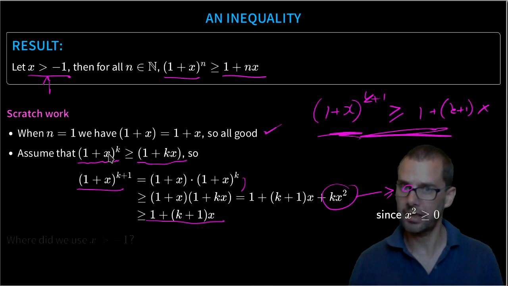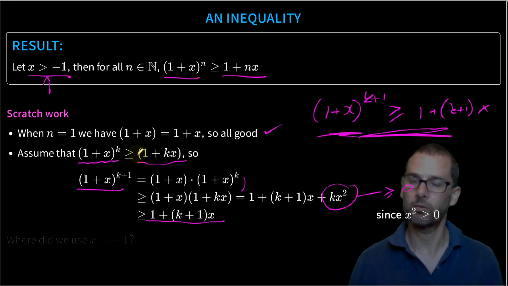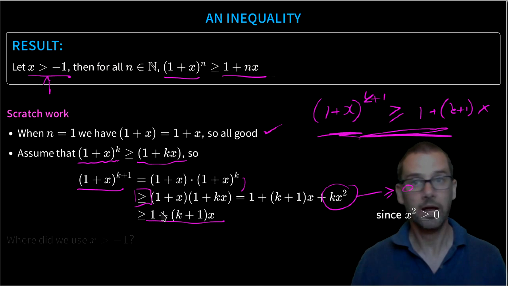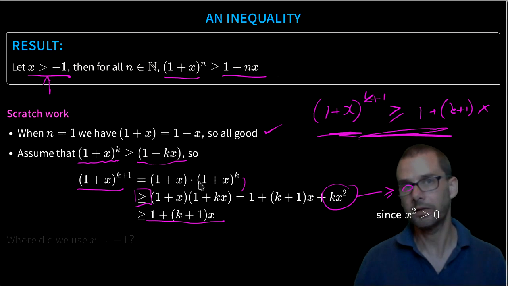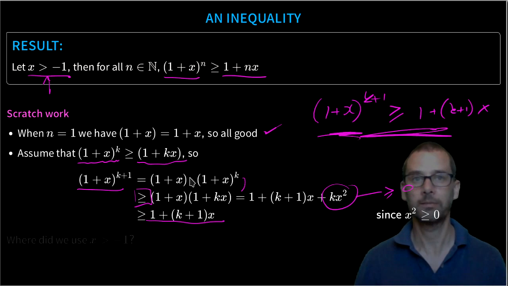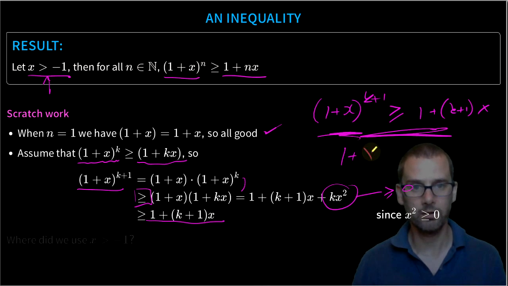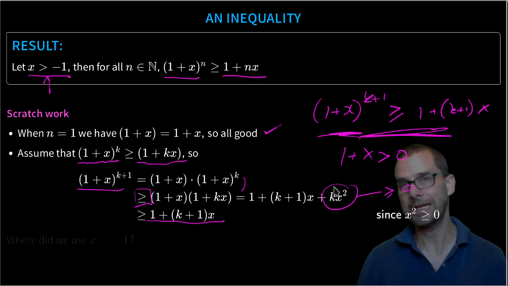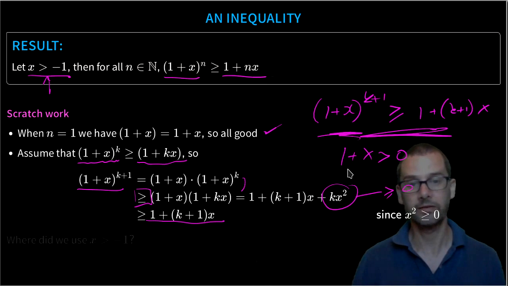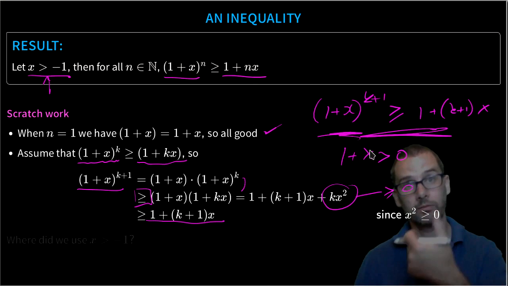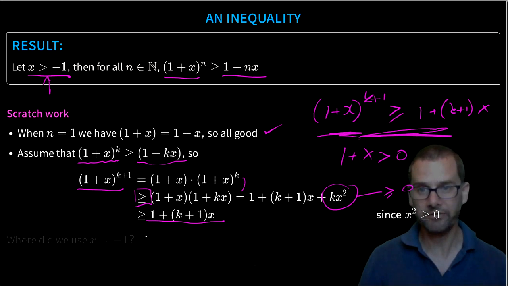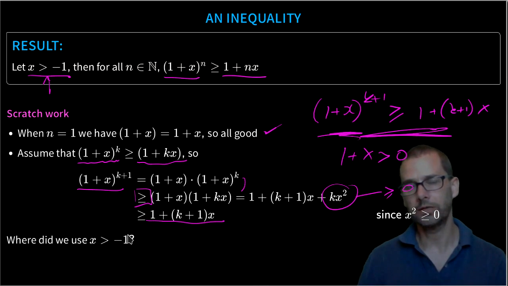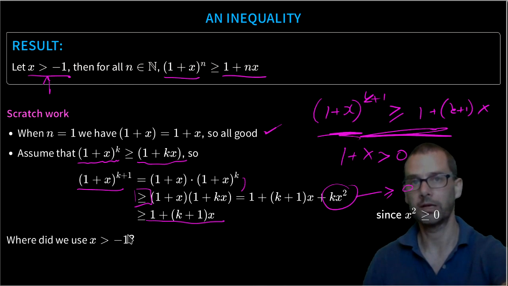So when we've taken this expression and multiplied it by 1 plus x, we've left the inequality pointing in the same direction. Now that's true because we're definitely multiplying by something positive. In particular, we know that 1 plus x is bigger than 0. So when we multiply through by it, the inequality is conserved. On the other hand, if this thing were negative, then the inequality would flip. Okay? So we have used this fact that x is bigger than minus 1, but maybe we should alert the reader to it when we write things up nicely. So let's do that now.